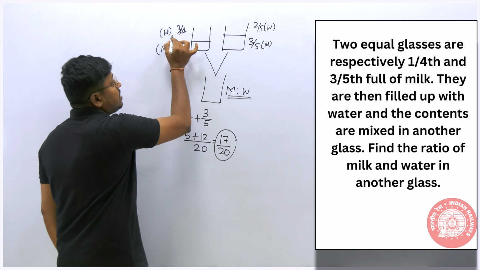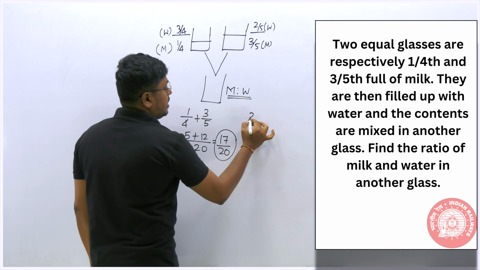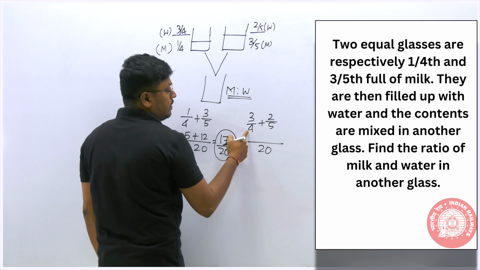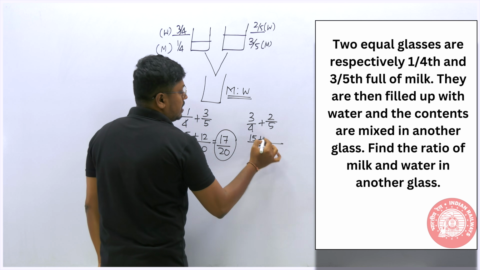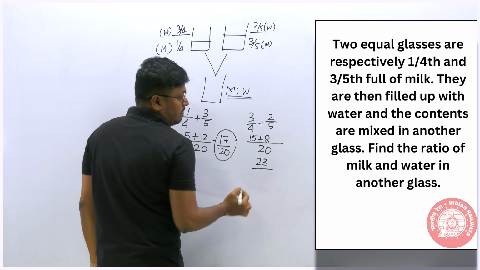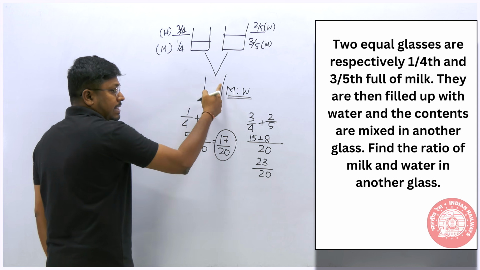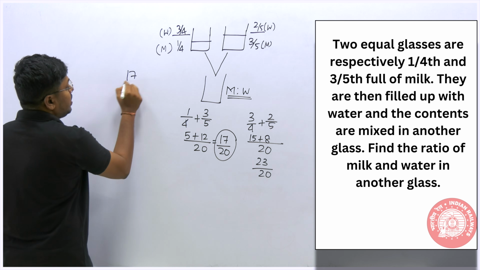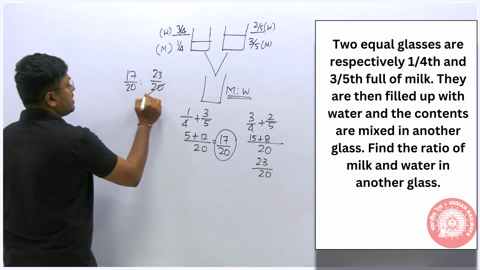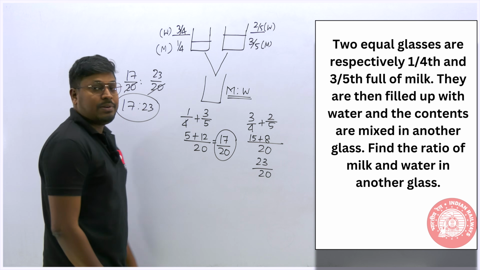What about water? 3/4 is the first glass water, 2/5 is the second glass water. So 3/4 plus 2/5. Again take LCM as 20. 5 fours are 20, 5 threes are 15. 4 fives are 20, 4 twos are 8. So 15 plus 8 will be 23, so 23/20. Now we found in the new mixture glass the milk is 17/20 and water is 23/20. We can cancel 20 and 20 here. 17 is to 23 is the answer for this question.